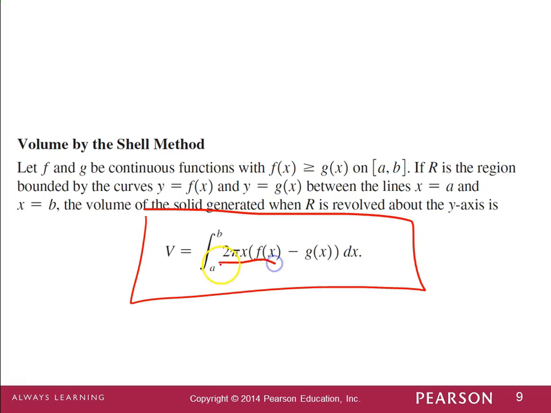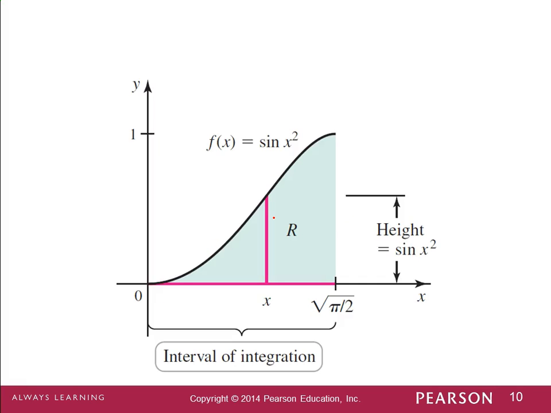And so we have this 2 pi x out front, and then the difference of the two functions. So let's look at an example. Let's say we have our f of x as sine of x squared. Now keep in mind, this is the sine of the x squared inside of the sine. Okay, it's not the sine squared of x.